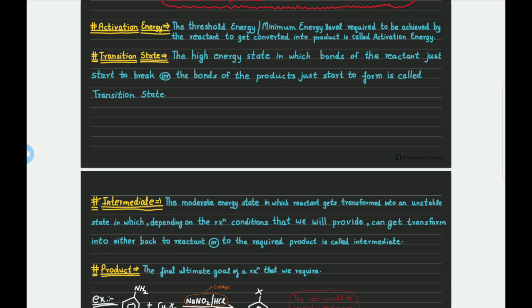So the activation energy is the energy level, which I also said earlier. That is the energy level that is required to be achieved by the reactants to get transformed into products. Fourth comes the transition state. You would get to know deeper about the transition state in the energy profile diagram, but take a basic idea: the high energy state in which bonds of the reactant just start to break or the bonds of the product just start to form is called the transition state.